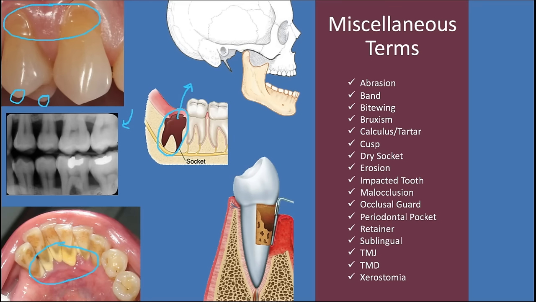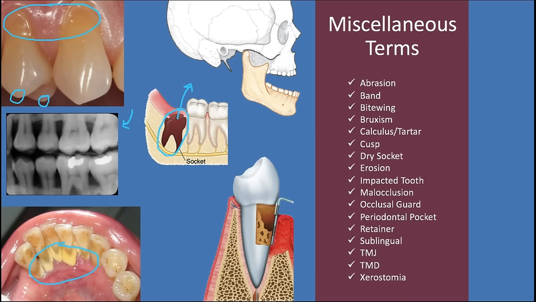A malocclusion refers to when the upper and lower teeth aren't lined up well in order to bite and chew properly. Again, just the word occlusion, like we talked about before, refers to the contact between the upper and lower teeth. An occlusal guard is a removable device that a person wears over their teeth. A mouth guard is used to protect them from damage during sports and other activities, and a night guard is used to protect them from bruxism during sleep.